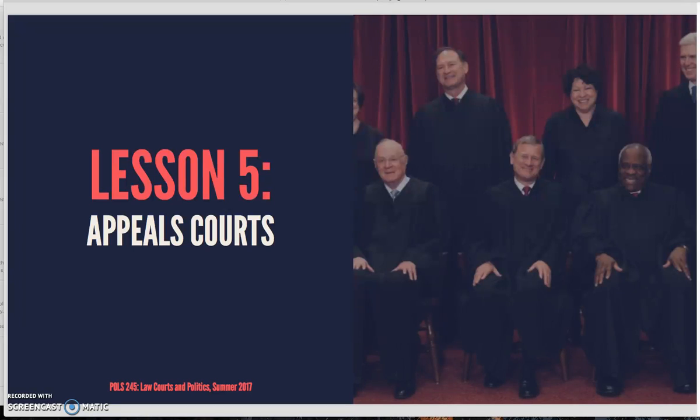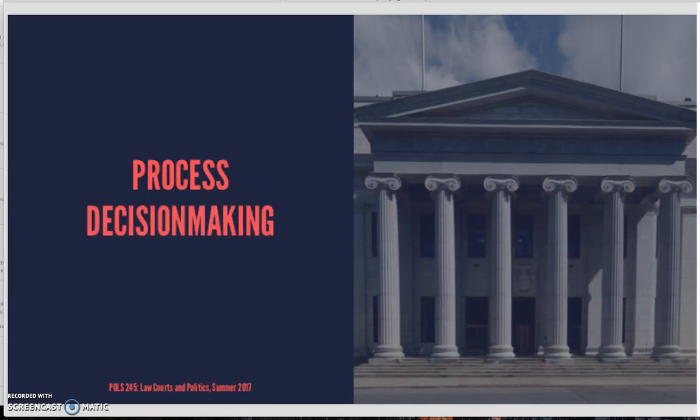This week, in lesson 5, we'll be looking at appeals courts. Often parties in cases choose to challenge the decision that's taken place in a trial court, and they can go to an appeals court, either a state appeals court or a federal appeals court. It depends, obviously, on the kind of case that's been brought.